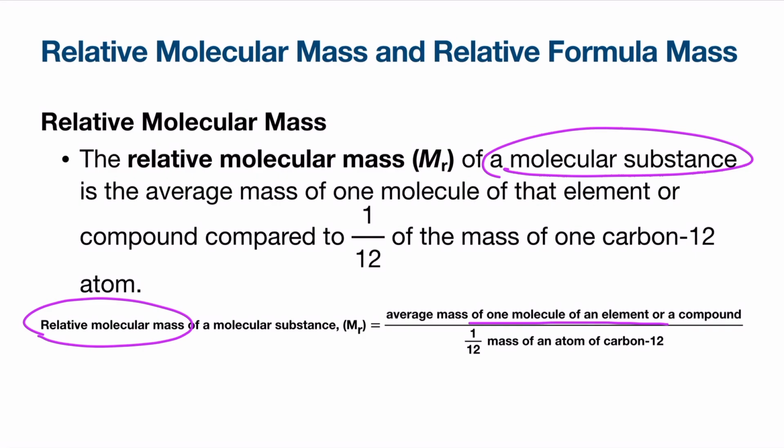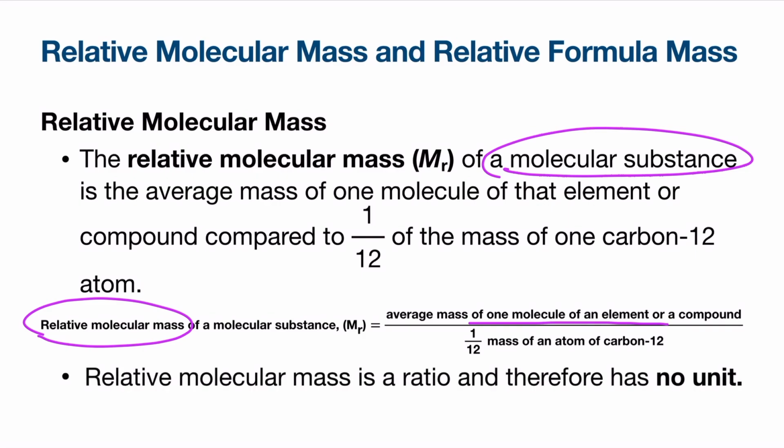And just like relative atomic mass, relative molecular mass is also a ratio and therefore it has no unit. But if we're talking about the molecular mass alone, then that's the time that it will have a unit, which is your atomic mass units, or u.